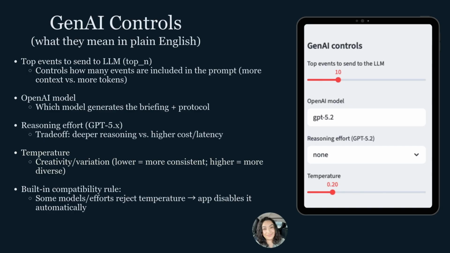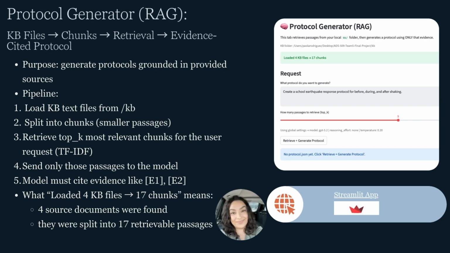model and it wasn't allowing for temperature. And the entire application would crash. So we added this as basically a safety net. And on the right here, I did include a screenshot of the Gen AI controls just for your reference.